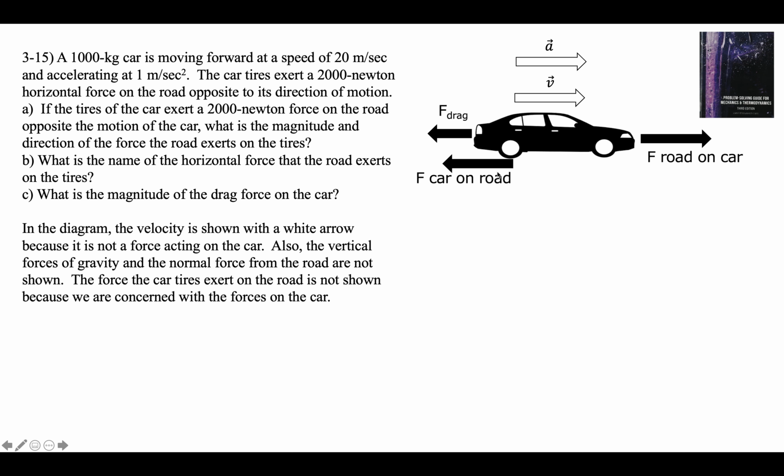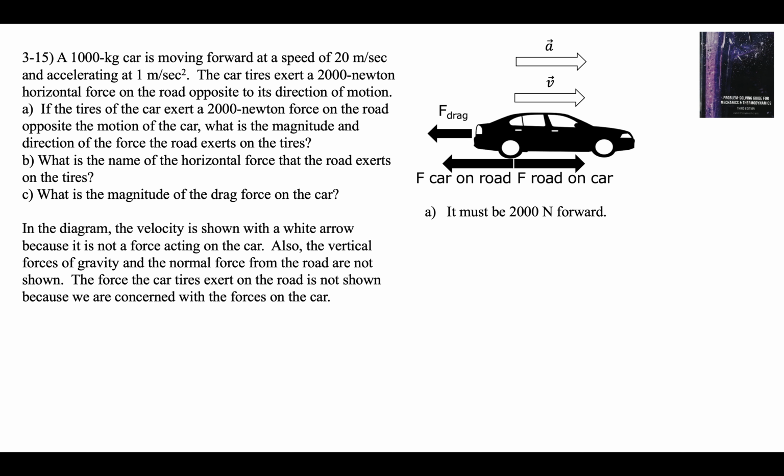And in fact, since this is an action-reaction pair, equal and opposite, we should put it next to that down there. So there's two forces on the car. The force of the road on the car and the drag force. If we want to figure out the acceleration of the car, we need the forces on the car, not the forces on the road. There's only two forces on the car here, besides the vertical forces of gravity and the normal force. We have the road on the car pushing it forward and the drag force pushing it backwards. So part A, the force of the road on the car must be 2,000 newtons forward.